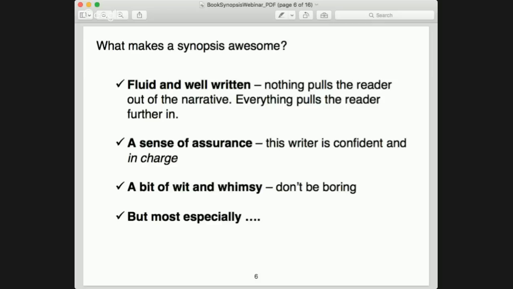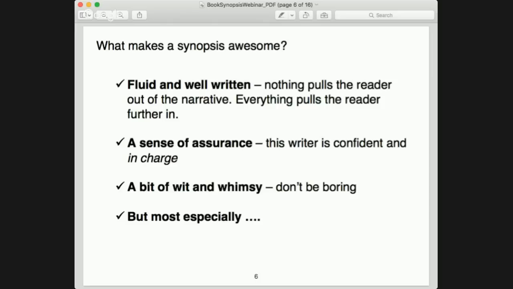You also want to write with a real sense of assurance. You want to come across as really confident, really in charge. That is, after all, the origin of the word author, right? It's authority, and you want to present with great authority. You don't want to be defensive or apologetic or stingy. You want to be really assured and generous in your writing. You also want to make sure that, where it's appropriate, you have a sense of wit and charm and whimsy in your writing that reflects perhaps what the book itself is. You don't want to be boring.